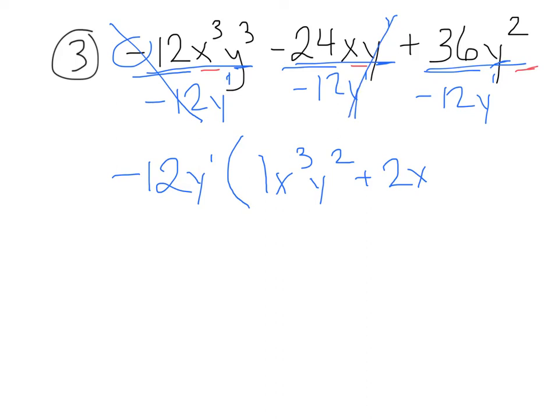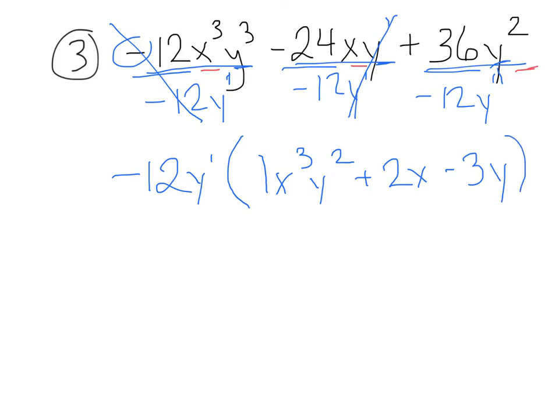Now I'm going to go to my third term. So I have 36y squared divided by negative 12y. So 36 divided by negative 12 is going to be negative 3. And then y squared divided by y to the first. Remember, when we divide, we're going to subtract those exponents. So 2 minus 1 is just going to be 1 left.